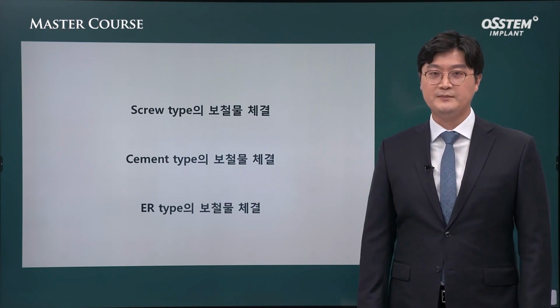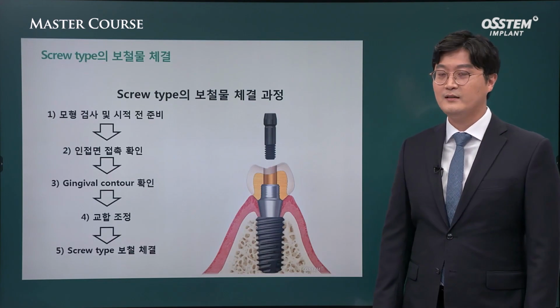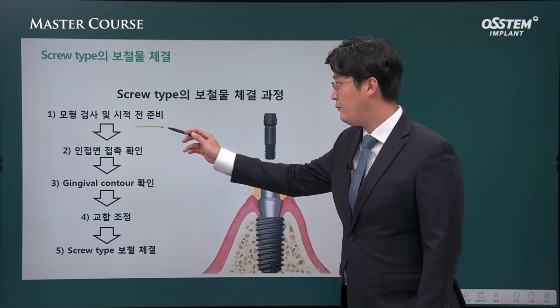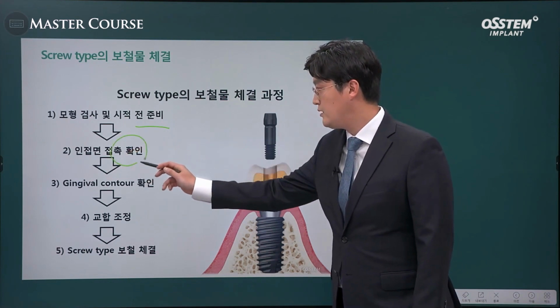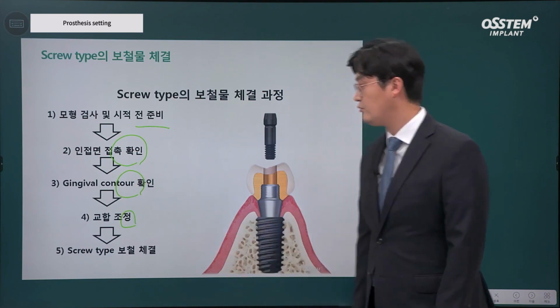There is screw type, cement type, and ER type prosthesis. The order is the same. First is the screw type. First, you need to check the plaster model and check proximal contact, gingival contour, and then do occlusal adjustment.